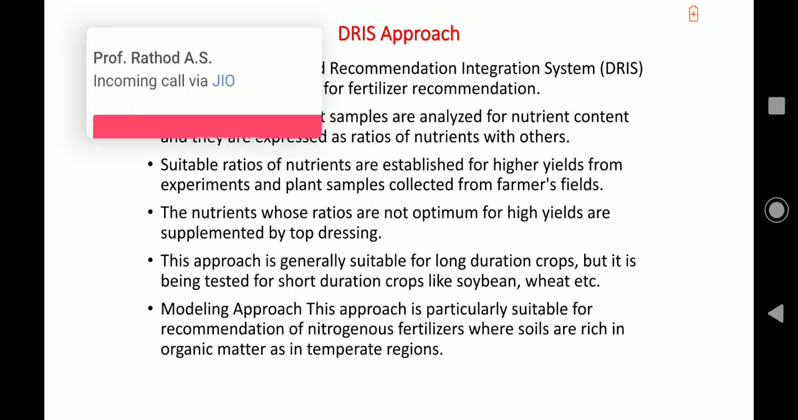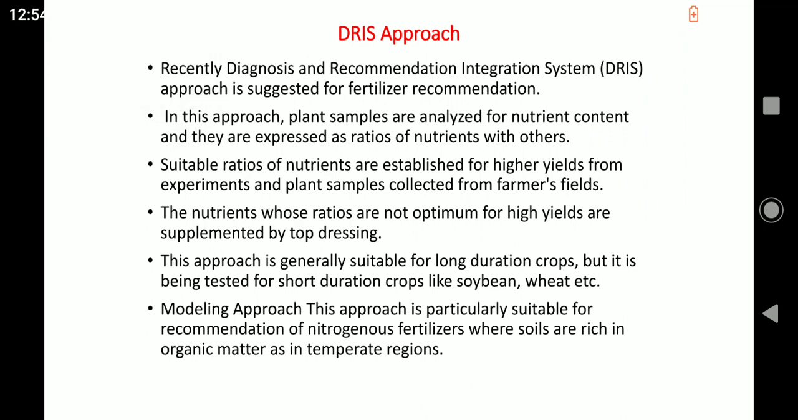And now the DRIS approach, the diagnosis and recommendation integrated system. The DRIS approach is suggested for fertilizer recommendations. In this approach, the plant samples are analyzed for nutrient content, and they are expressed as ratios of the different nutrients to each other. The suitable ratios of the nutrients for higher yields are established from experiments, and plant samples are collected from the farmer's field.